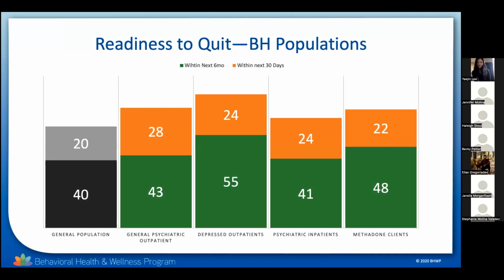You can see here the rates among the general population in black and gray there to the left, and then in the green and orange, you see general psychiatric outpatients, depressed outpatients, psychiatric inpatients, and methadone clients. So a wide variety from the spectrum of the behavioral health population. And you see that across the board, the numbers who want to quit within the next 6 months or in the next 30 days all outnumber the same figures in the general population.